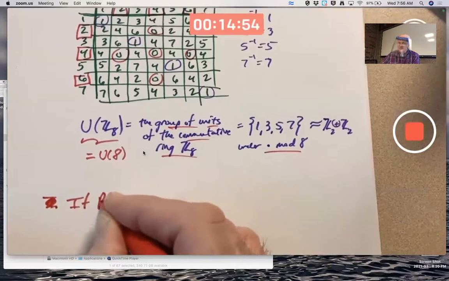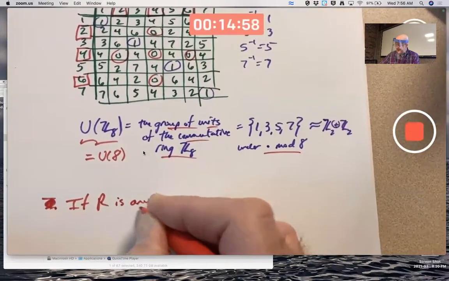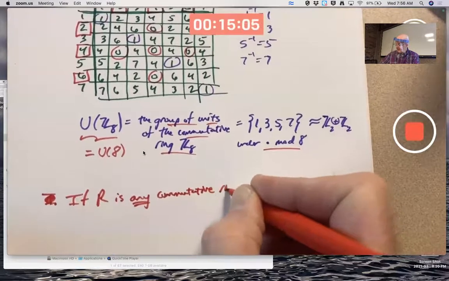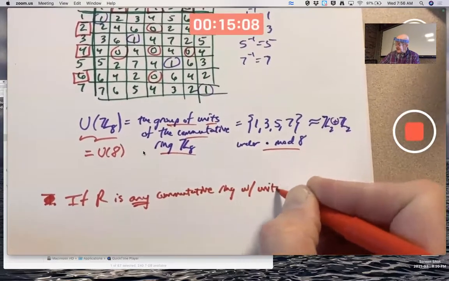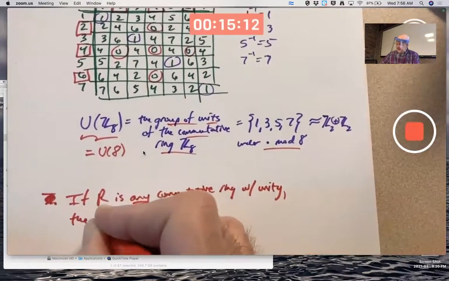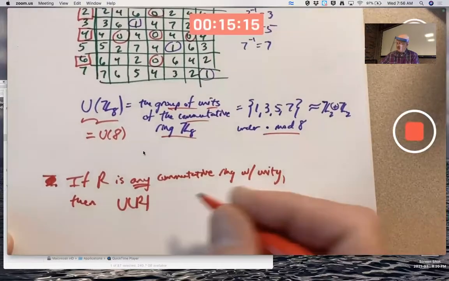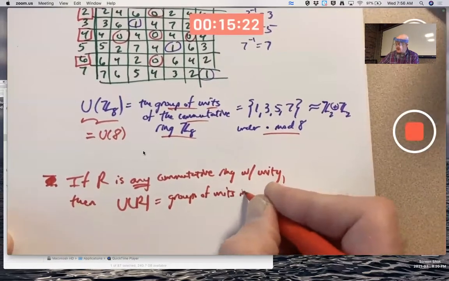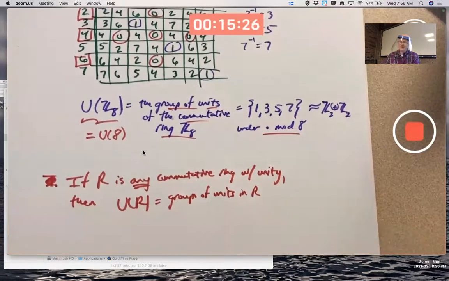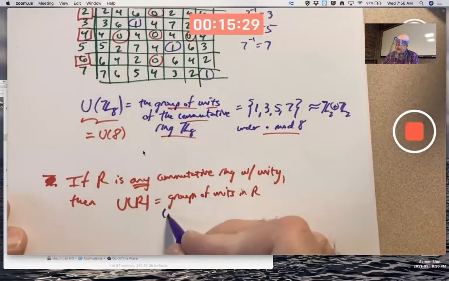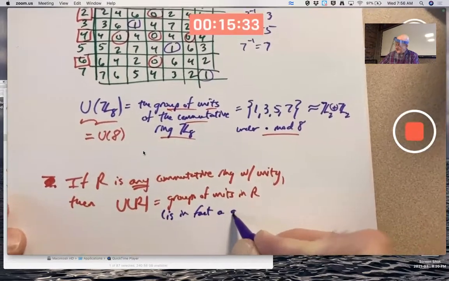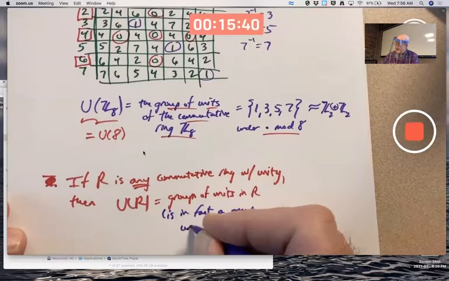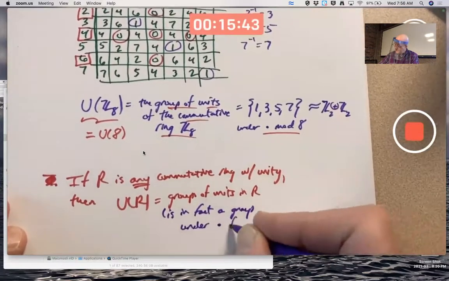If R is any commutative ring with unity, then U(R), called the group of units in R, is in fact a group under the multiplication operation of the ring, under dot from R.